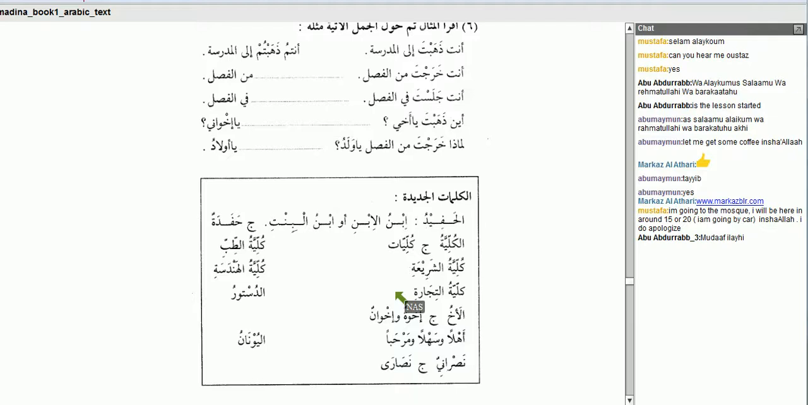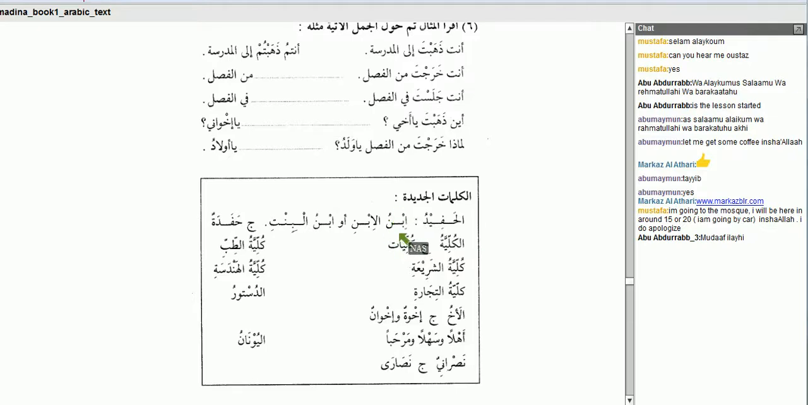Well done, بارك الله فيك. It is مضاف إليه. So the question presents itself, where is the mudaf? Definitely, there's only one option, that is the word that comes before it, ibnu. So the question I might ask also is, why does this word ibnu only have one dhamma?